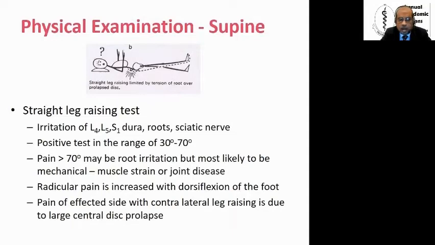If pain comes after 70 degrees, that may be root irritation, but most likely it is mechanical, due to muscle strain or joint pressure. And radicular pain increases with dorsiflexion, and generally radicular pain, which comes at 30 to 70 degrees, increases when you dorsiflex the foot at the point when the pain comes. Pain of the affected side with the contralateral leg raising is due to a large central disc prolapse.